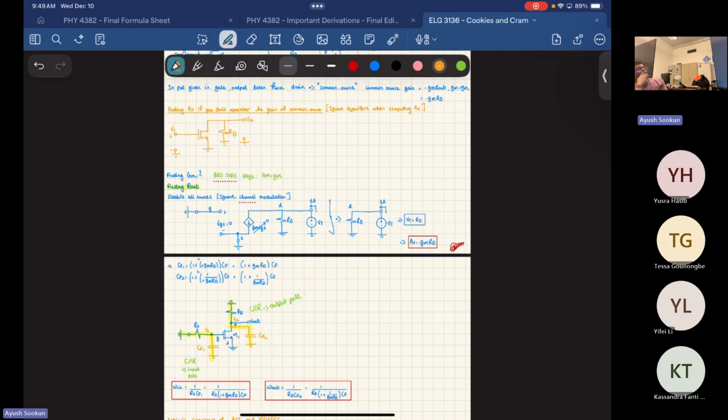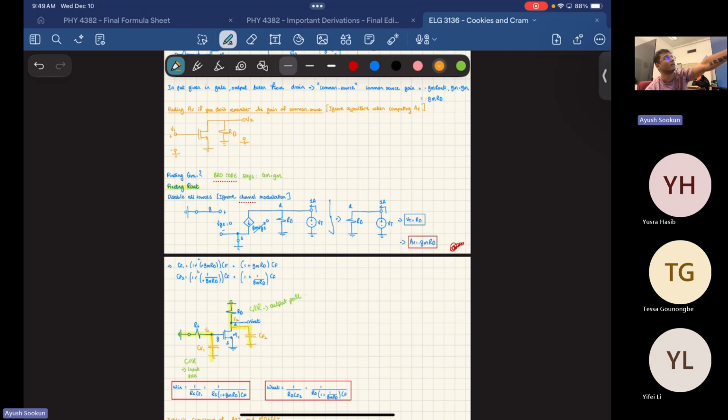No, wait, what am I doing here? Okay, this is finding the gain, like minus gm RD. This is what I did. If you don't remember, this is how to get there. I'm not going to cover that because that's too easy. It's right there, minus gm RD. Any questions on how to find that gain? No, this is pretty simple stuff.